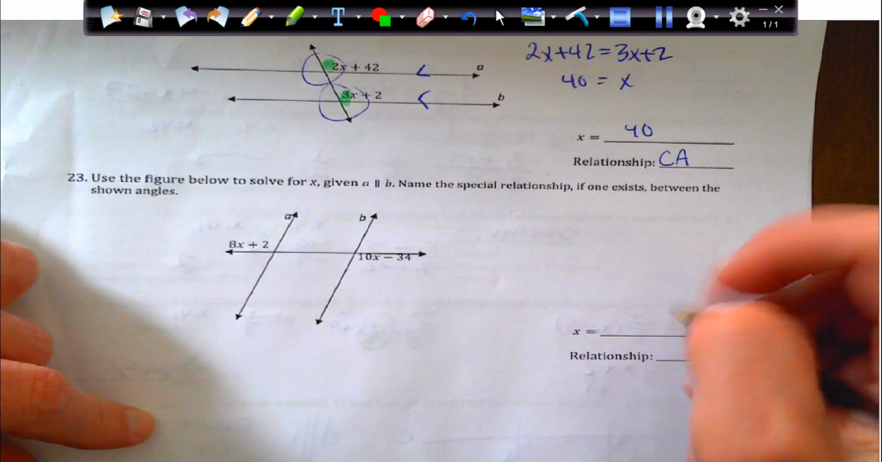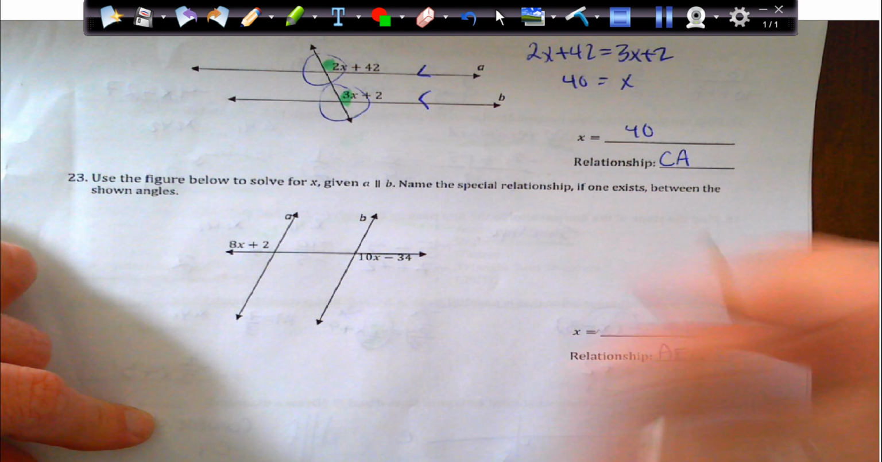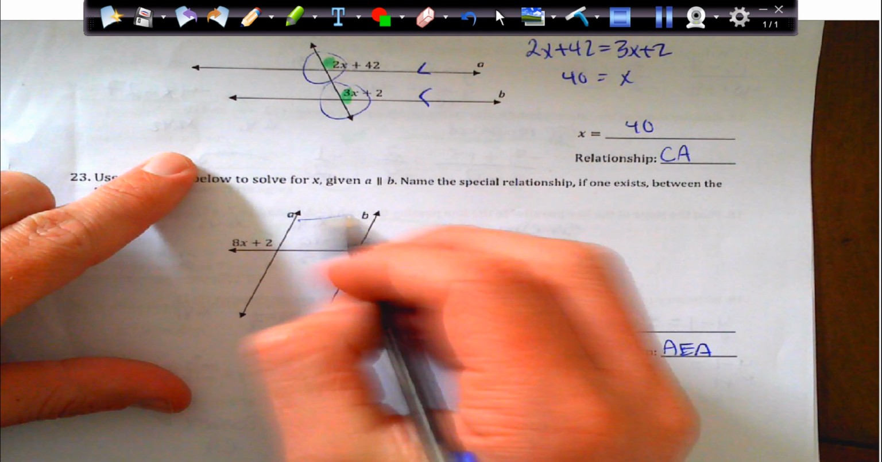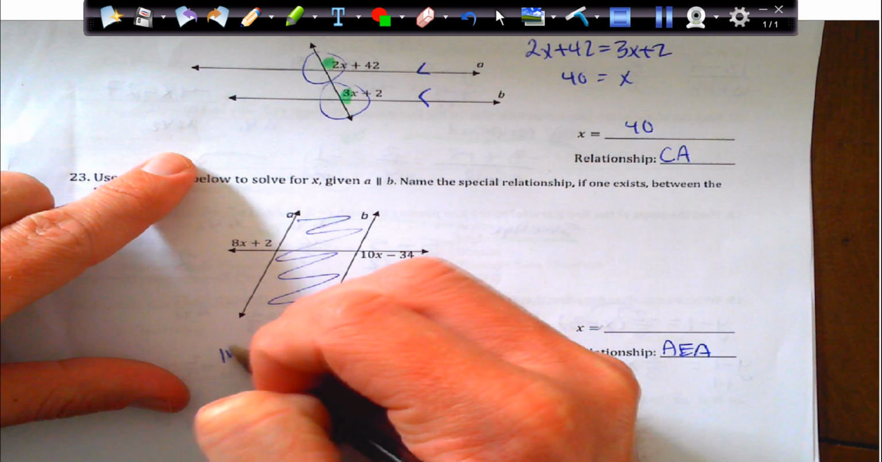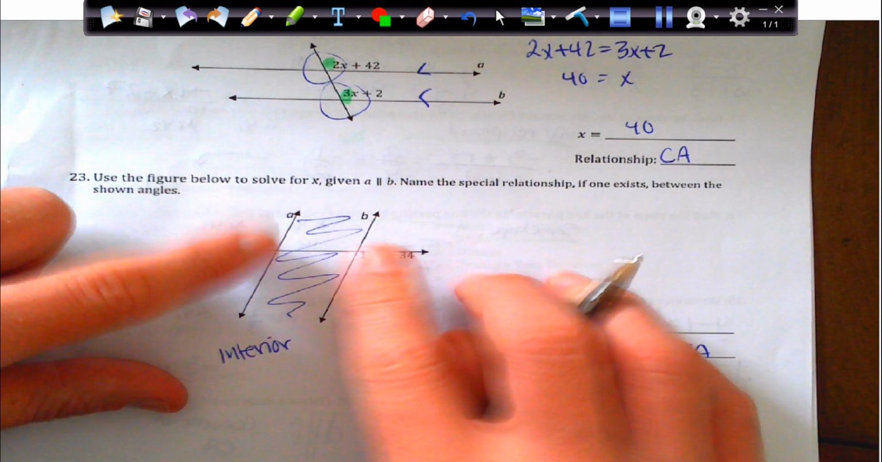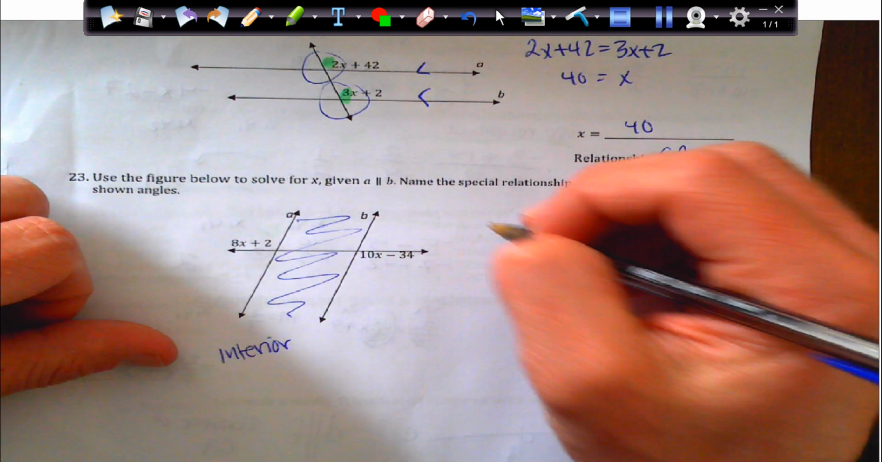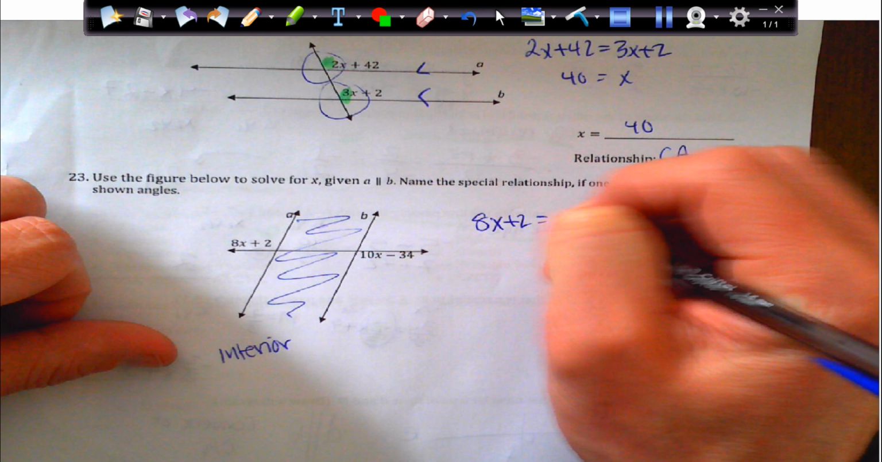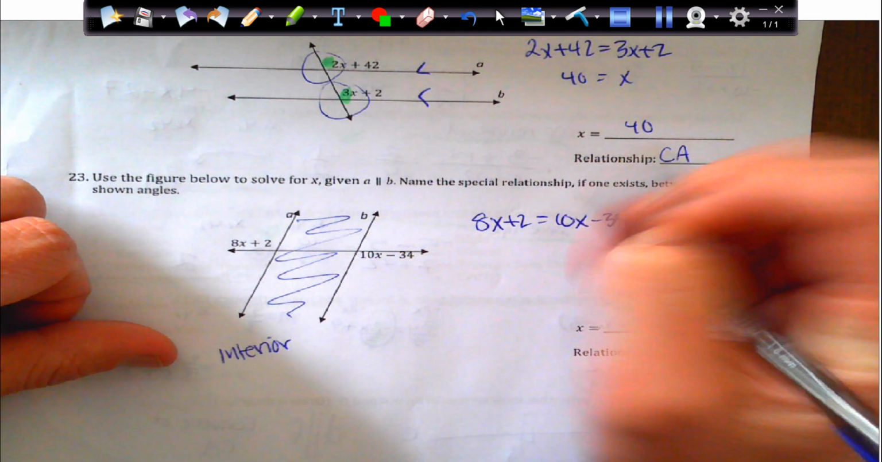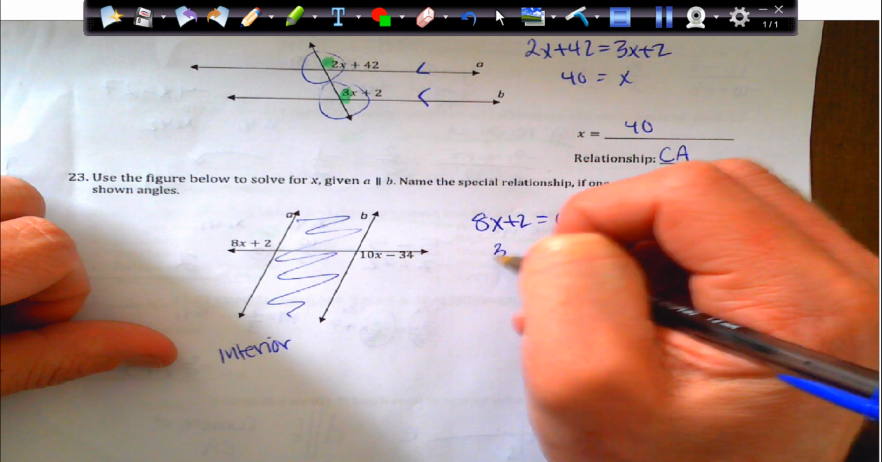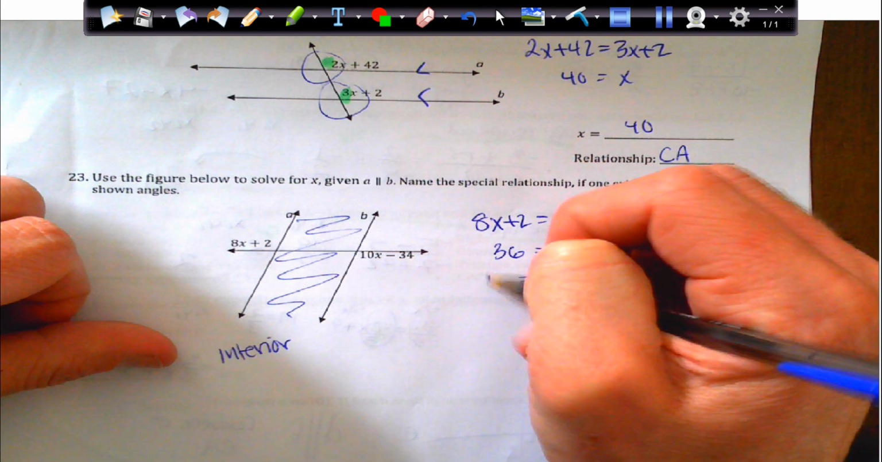These are alternate exterior angles. They're alternating on either side of the transversal, and they're on the exterior. This is all called the interior, which makes everything else the exterior. But alternate exterior angles are congruent, so we end up setting them equal to each other anyways. So I subtract the 8x to get 2x, I add 34 to get 36, divide by 2, x equals 18.